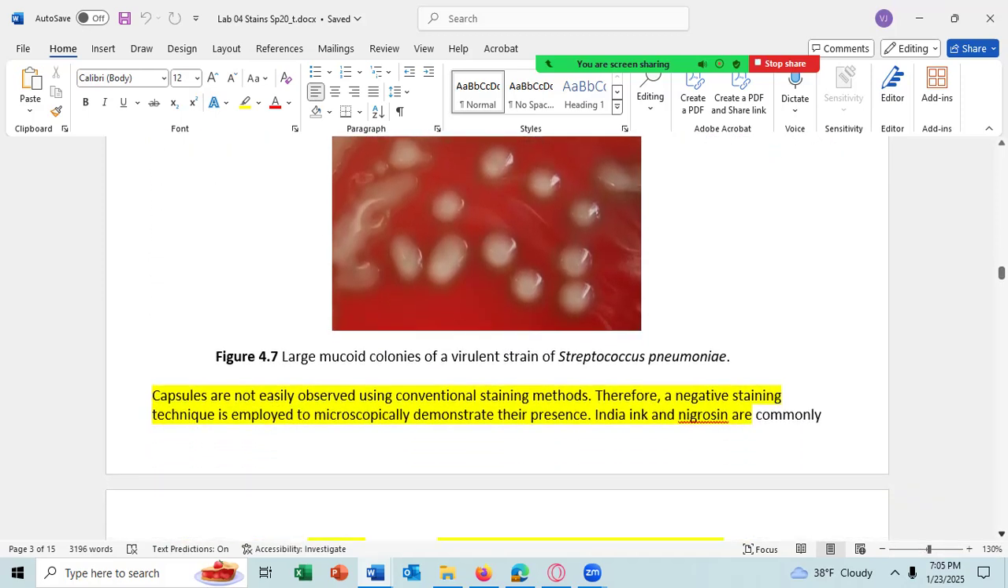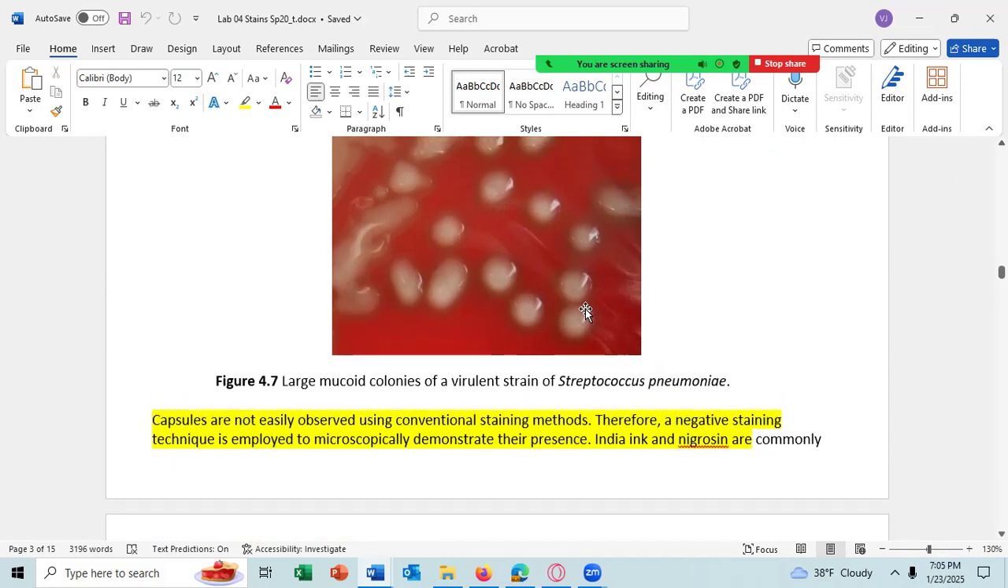If you look at the cells in colonies on a plate, if the cells have a capsule, they usually appear mucoid from the presence of the capsule on the cells. So that's how you look at it with your eye on the petri dish. And then capsules are not easily observed using conventional staining method because the staining method itself washes away the capsule.